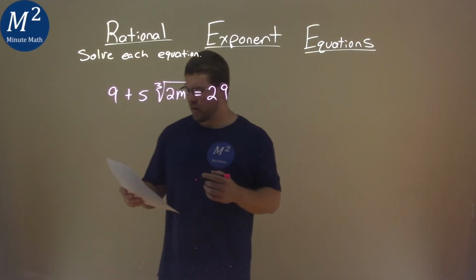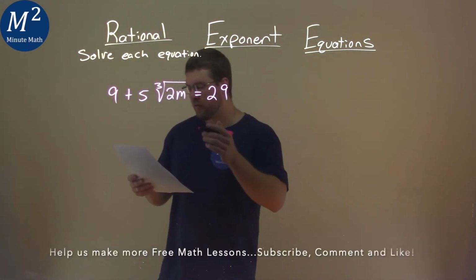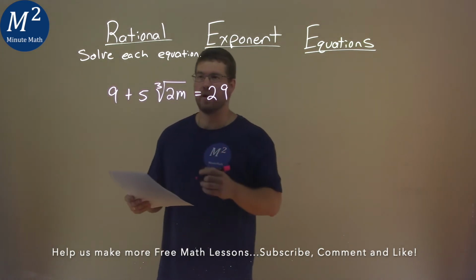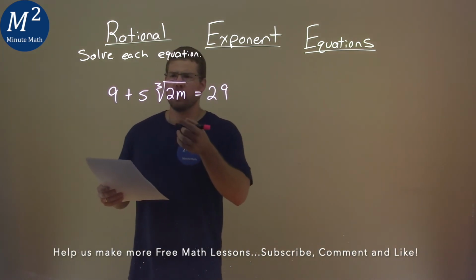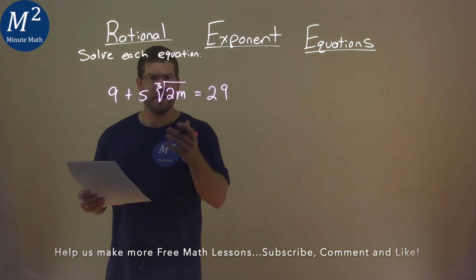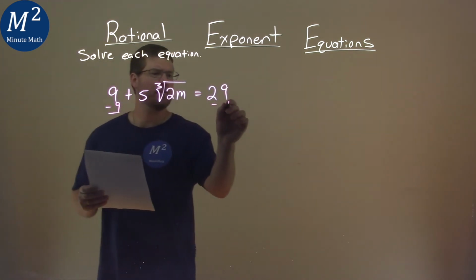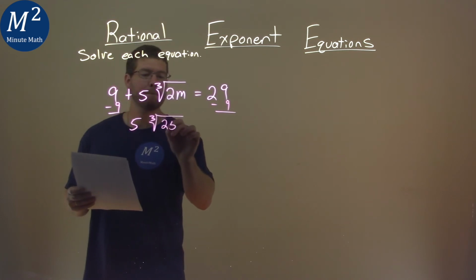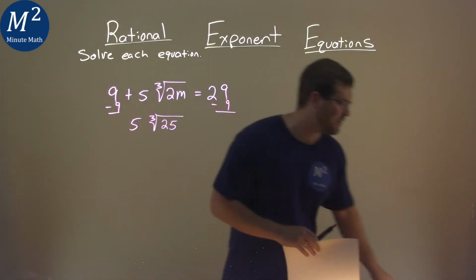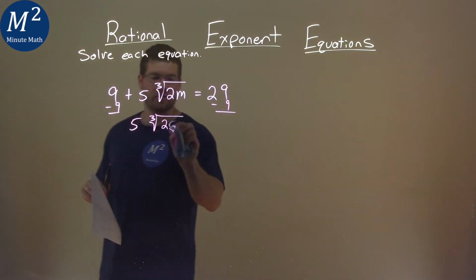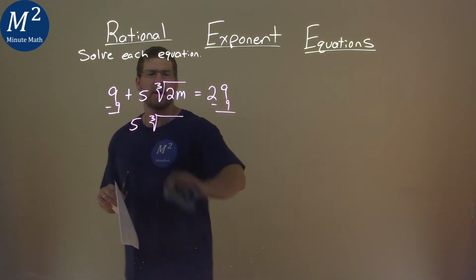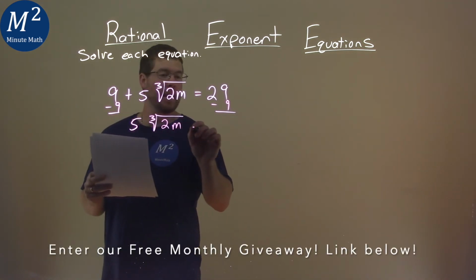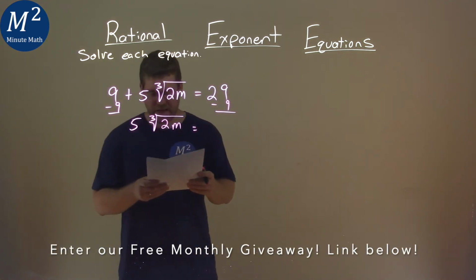We're given this problem right here. 9 plus 5 times the 3rd root of 2m is equal to 29, and we have to solve this equation. Well, first thing is, let's go try to get m by itself. So I subtract the 9 to both sides here, and we have 5 times the 3rd root of 2m. Oh, that's not, I wrote 25. It's 2m. Silly Sean. Why did I think 5 was an m? Not sure. It's 2m, and that's equal to 29 minus 9, which is 20.